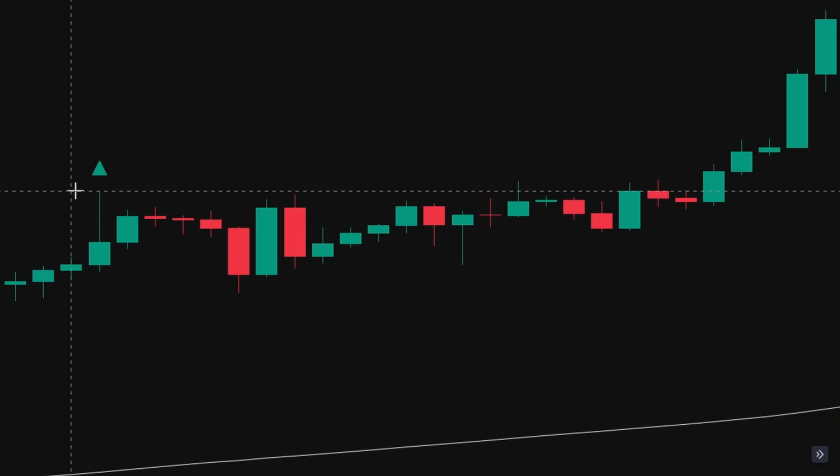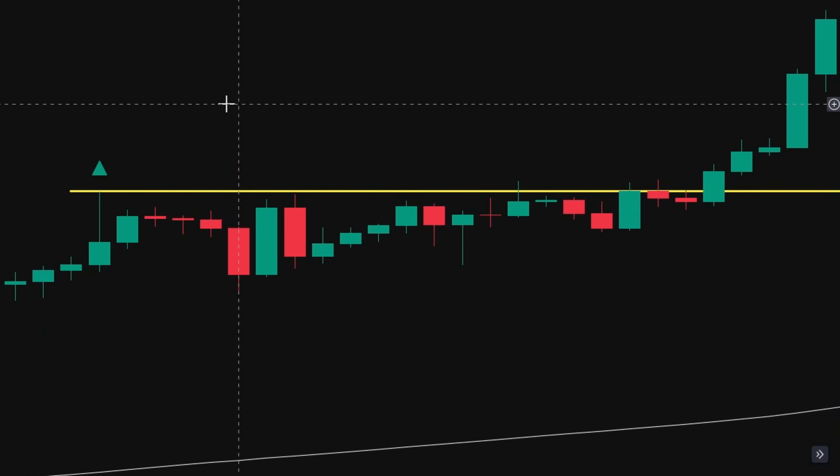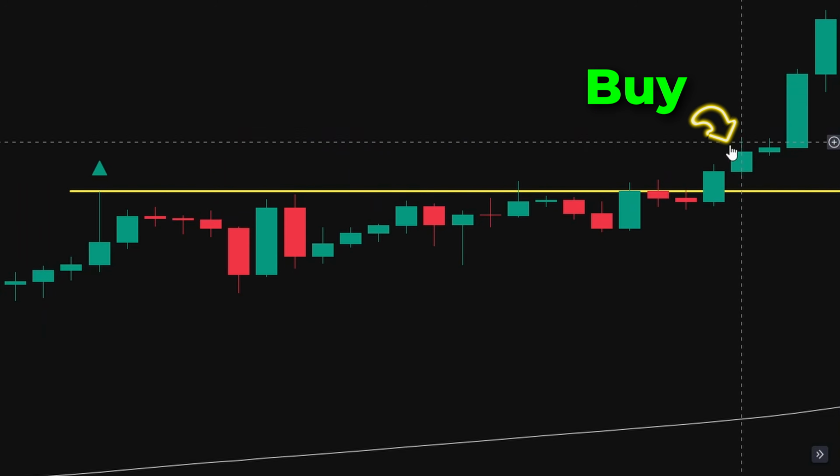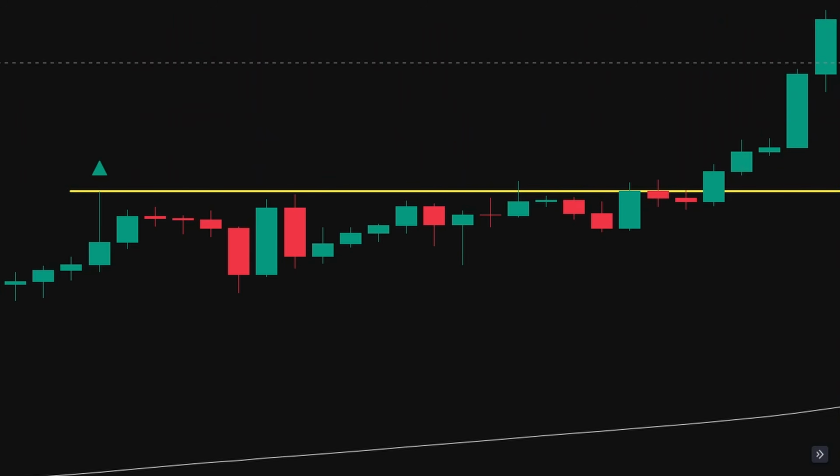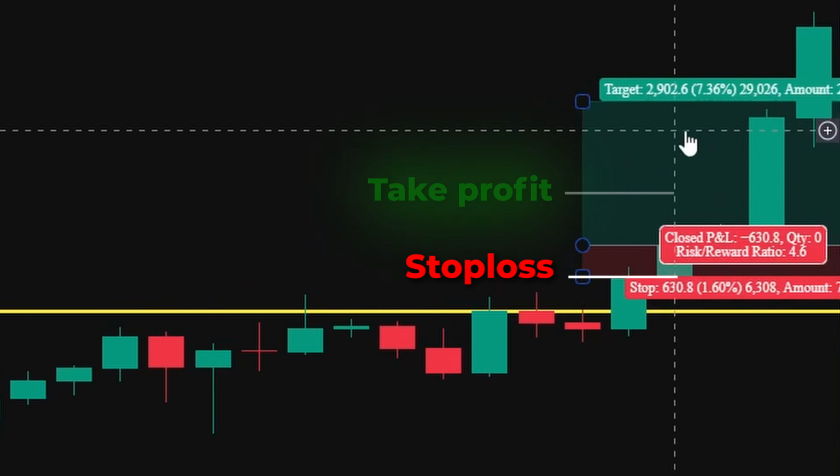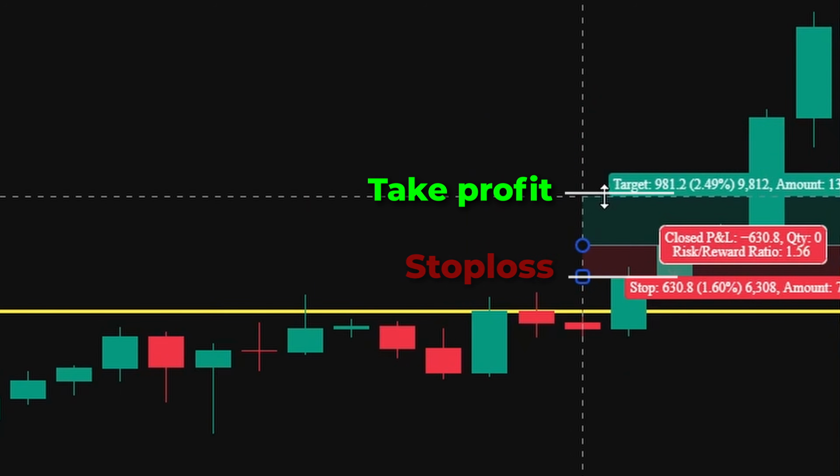Example 1. Price is above the 200 EMA, a breakout of the top fractal occurs. This gives us a buy signal. Place the stop loss below the entry candle, and set the take profit 1.5 times the stop.